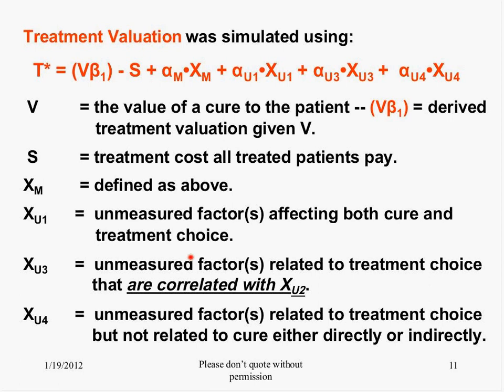Then XU4 represents unmeasured factors related to treatment choice, but not related to cure either directly or indirectly. And as a sidelight, XU4 would be something that an economist or anybody else would be looking for. If you can find things like XU4, these would be your instrumental variables, things that affect how much people value treatment, but don't have a direct relationship with outcome.